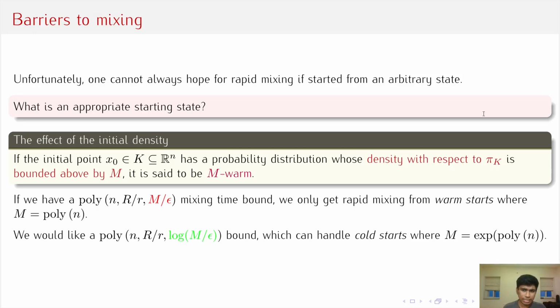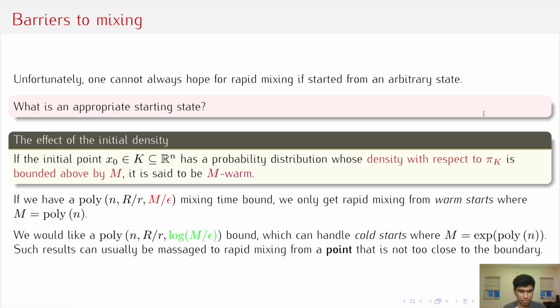And it turns out that if you manage to show mixing from a cold start, you can typically do just a little bit more work and show that the random walk even mixes from a point, which is the ideal case, as long as this point is not extremely close to the boundary.